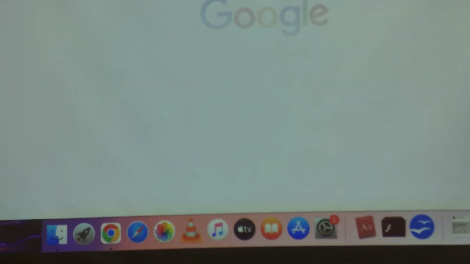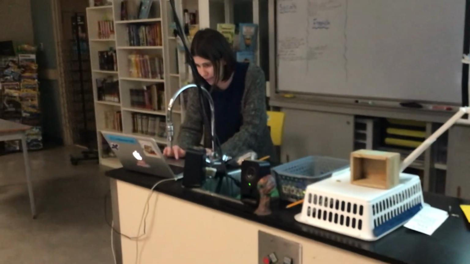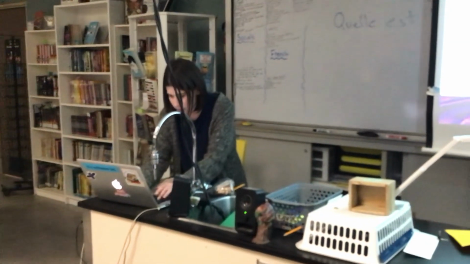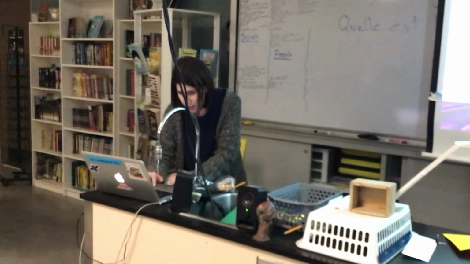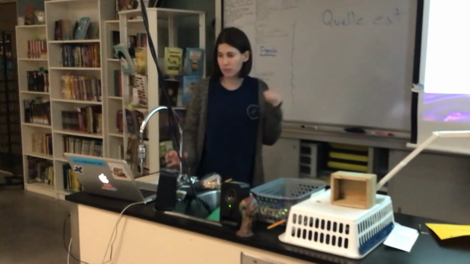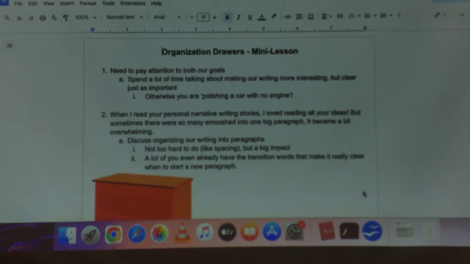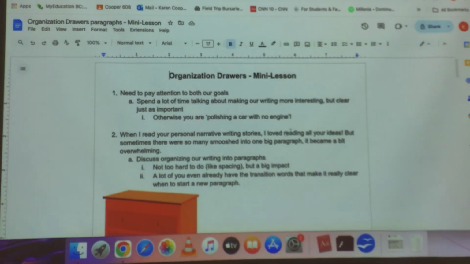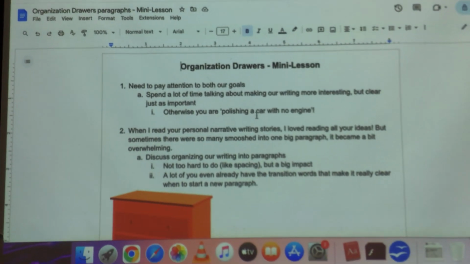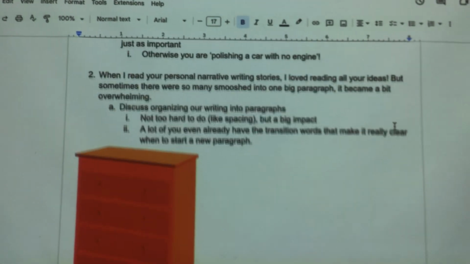Okay, the last thing I wanted to touch on, sorry I forgot to pull that up, is paragraphs. If we start paragraphs, I'll try and give a really quick overview of what I plan to do. So basically, it doesn't matter how interesting your writing is if it's not clear. One of the easiest ways to make it clear is organize it. I like this little comparison. Otherwise, it's like you're polishing a car without an engine. It needs to be clear, we need to understand it.